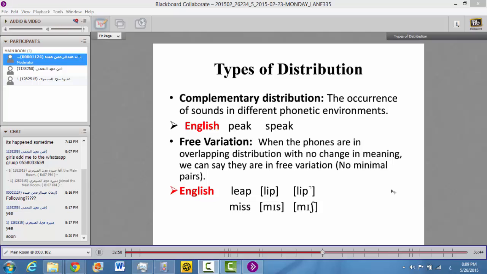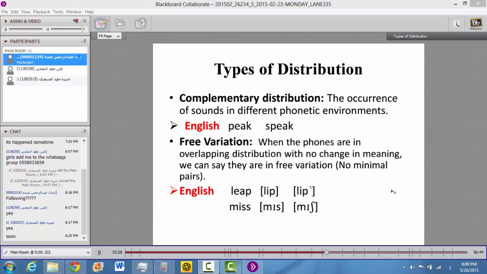Complementary distribution. The allophones of any sound occur in different environments. They are determined actually by this phonetic environment. They complete each other because they belong to the same sound, to the same phoneme. They are phonetically similar, and we say that they are in complementary distribution, meaning they occur in different environments. So the occurrence of sounds in different phonetic environments means complementary distribution.